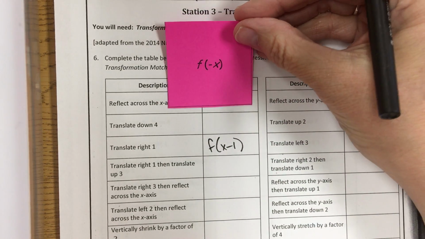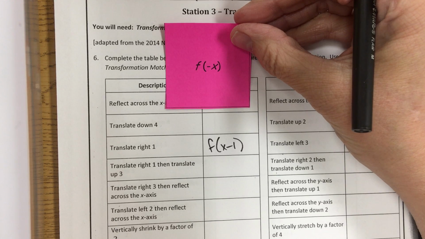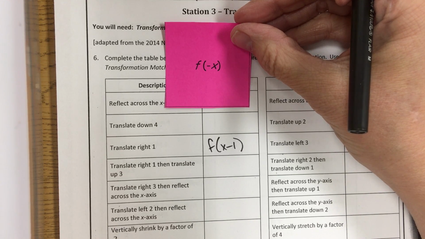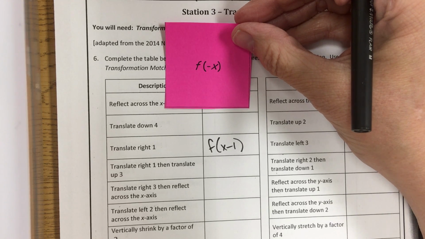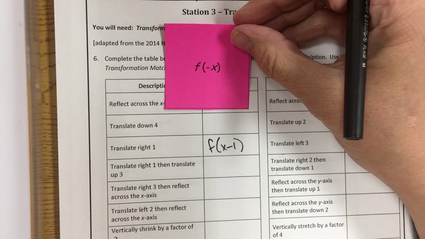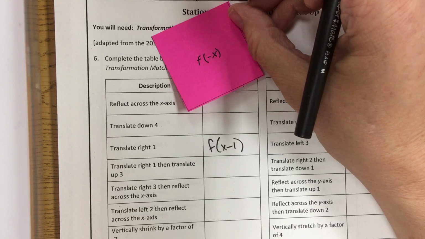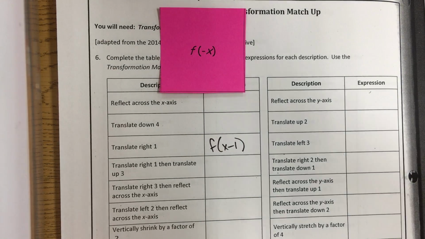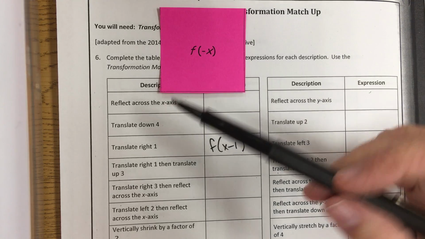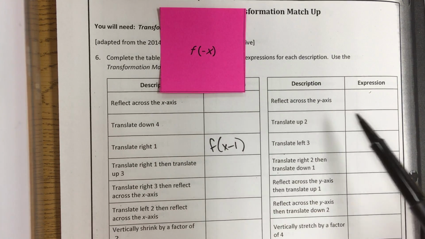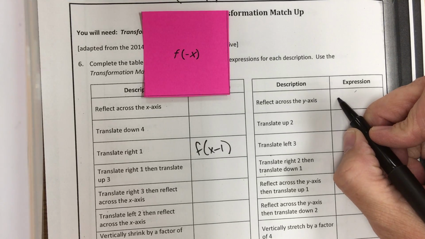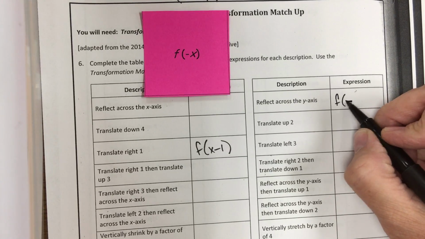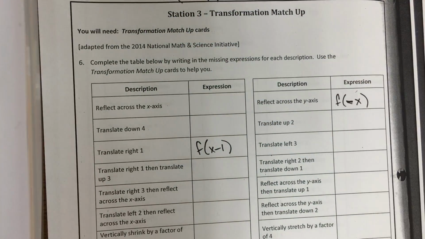Then my next one, again I have something happening to the x value. Now when it has a negative in front of that x, that means it's reflecting over which axis? If I change my x from a positive x to a negative x, that means it's reflecting over the y-axis. So I'm looking over here, reflect over the x-axis. That's not it. Reflect over the y-axis. So this is going to be f of, oops, I forgot the negative, negative x.